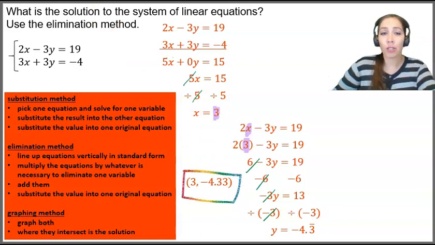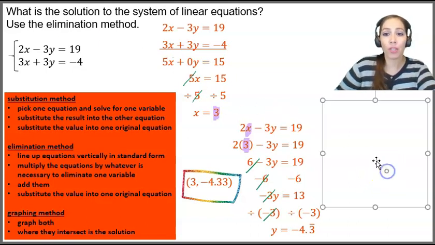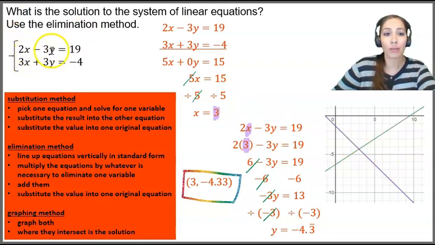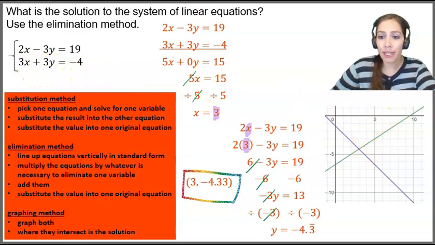Now to check the work, we can do two different ways. One is to use the graphing method. If we graph both of these original lines, 2x minus 3y equals 19 and 3x plus 3y equals negative 4, you will see that where the two lines intersect is the solution. This is at 3, negative 4.33 on our coordinate plane. So you can see that this is a way to check your work.